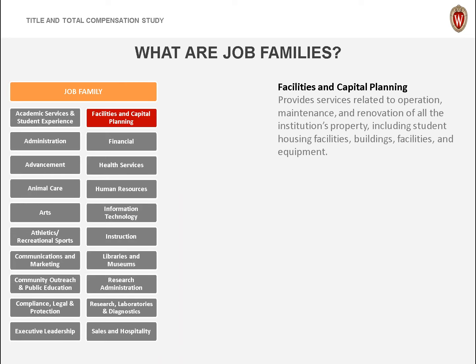Another example would be from facilities and capital planning. So facilities and capital planning type jobs are those jobs that provide services related to the operation, maintenance, and renovation of all the institution's properties.